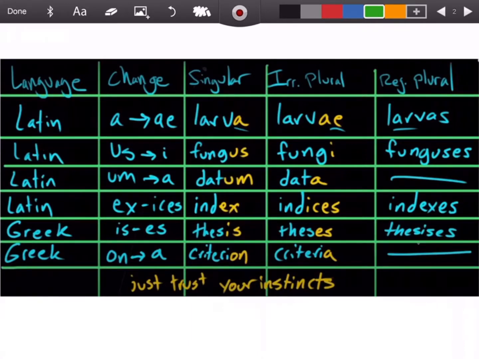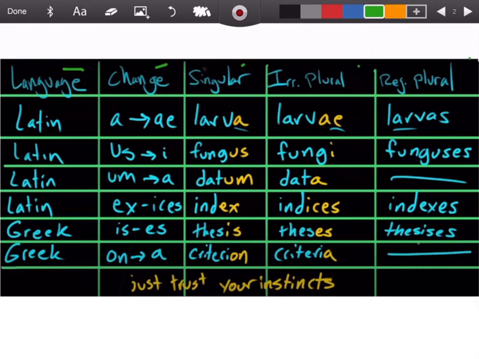So this is the language over here, and this is the change, how we change it. This is the singular, and this is the irregular plural, and this is the regular plural. Okay, so our first word is change. So we have first change, A to AE.